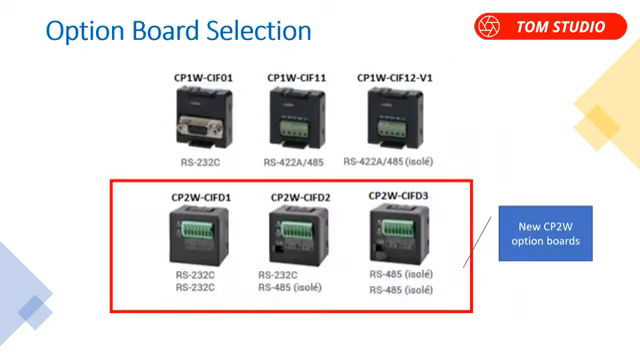You can use either CP1W series option boards or CP2W series option boards to implement the Modbus RTU communications. It is up to your application. In this example, I chose CP1W-CIF11 to carry out the communications. Please be aware that both CP1W series and CP2W series option boards cannot be used on the NX1P2 PLC; both are only designed for C-series micro PLCs.